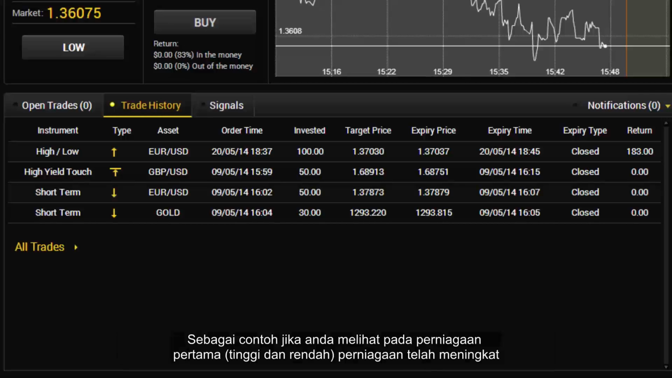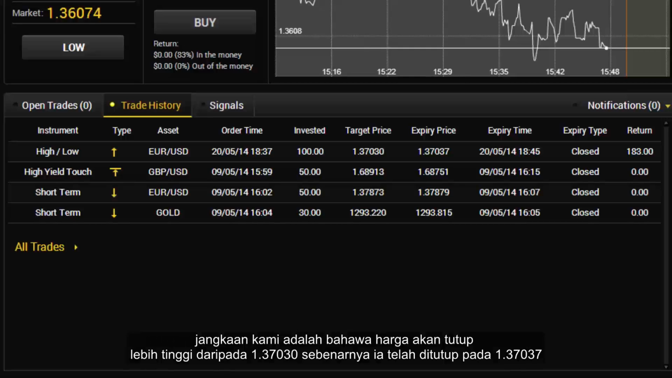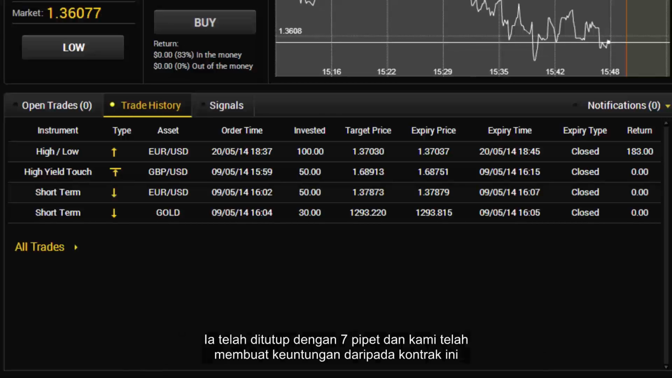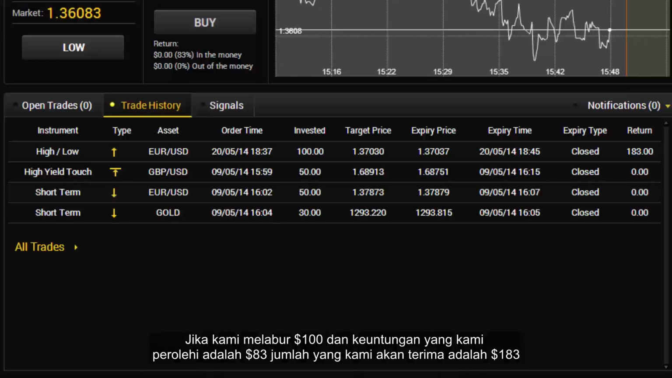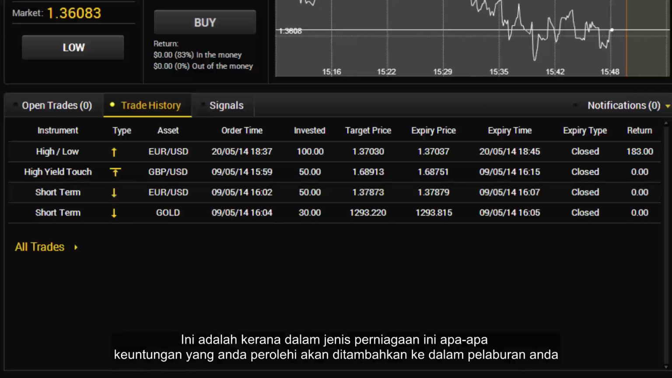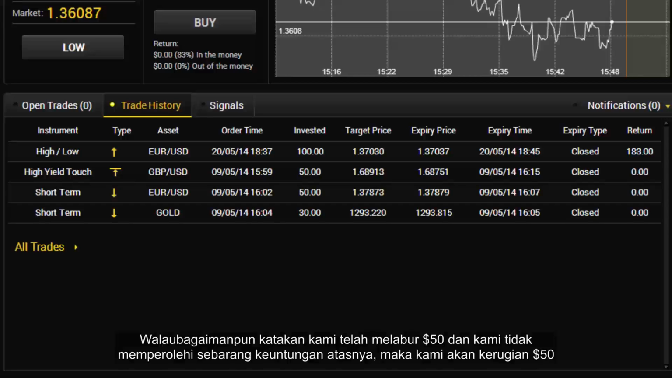For example, if you look at the first trade, high and low, the trade was going up. Our prediction was that the price would close higher than 1.37030. In fact, it closed at 1.37037. It was closed with 7 pipette, and we made a profit out of this contract. If we were to invest $100 and the profit we made was $83, then the total we'd receive is $183. This is because in these type of trades, any profit you make will be added to your investments. However, say we were to invest $50 and we've made no profit on it, then you would lose the $50.